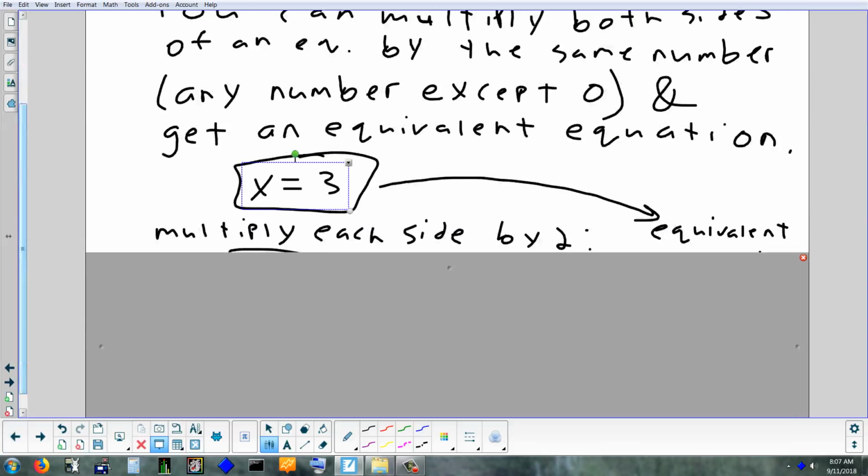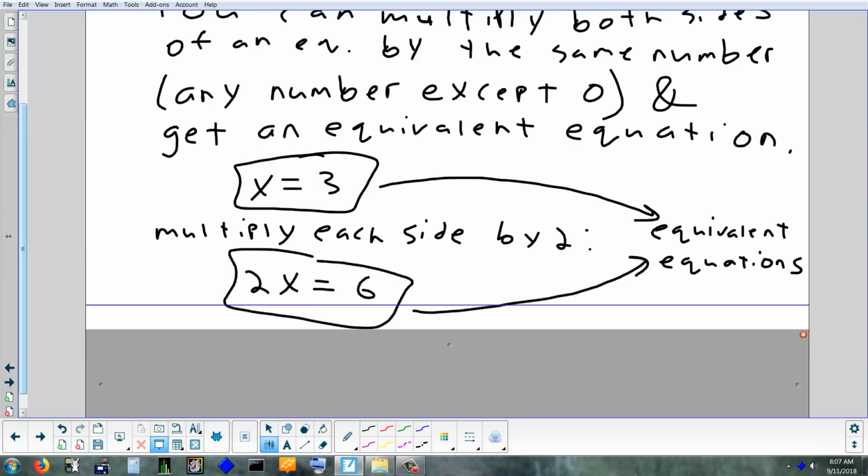The variable first. You write 2 next to x. And how would you pronounce it if you were reading it? 2x. Perfect. And what about if you multiplied the right side times 2? What do you get? 6. So 2x and 6.